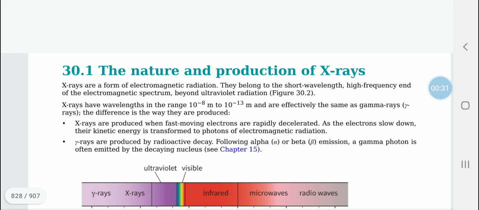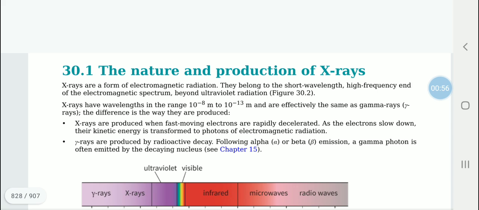So X-rays, you know that they were discovered by Wilhelm Röntgen. It is a form of electromagnetic radiation. So these are details that you know. They belong to the short wavelength, high frequency end of the electromagnetic spectrum. That is something that you need to remember, and that goes beyond ultraviolet radiation.